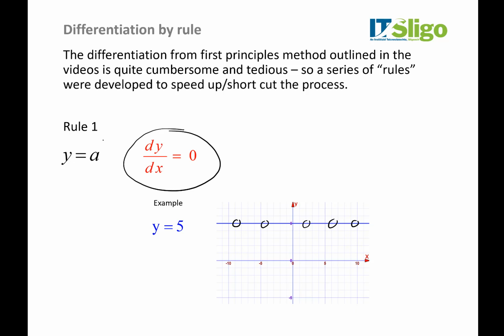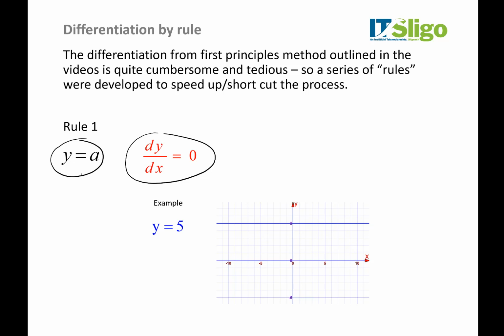So it doesn't matter what value a is. Like I said, it could be 5, could be 3, could be minus 2. The slope of that line is always 0. So that's all the first rule is telling us. Any constant term, when we get the derivative of it, the derivative is 0.